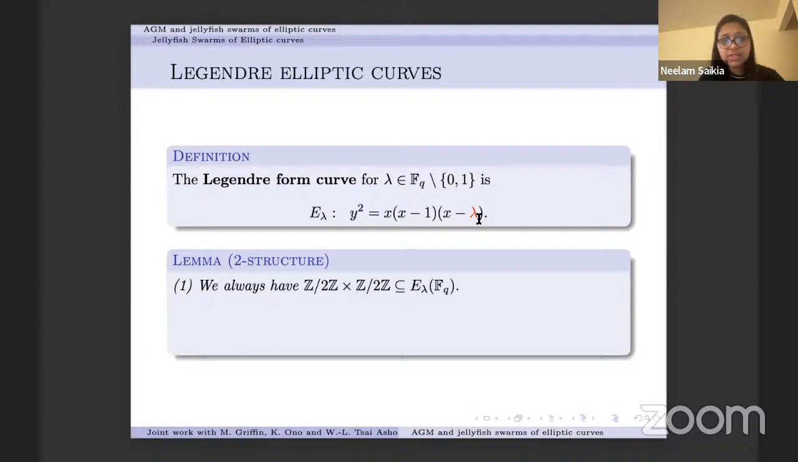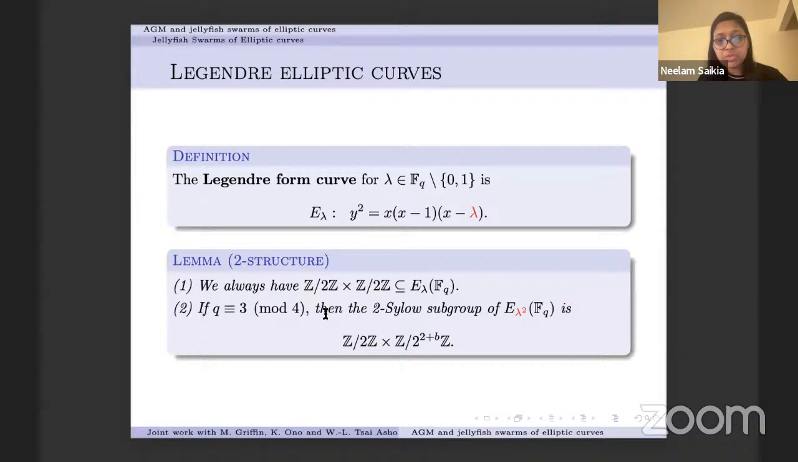This curve is famous because of its group structure. As we all know, the group Z2 times Z2, the Klein 4 group, is contained in the group of rational points of this elliptic curve E_lambda. And also we know that if q is congruent to 3 mod 4, then the 2-Sylow subgroup of E_lambda, where lambda is a square, contains the subgroup Z2 times Z4, or in fact we can say it is equal. So of course we have Z2 times Z4 contained in the group of E_lambda squared. These are some important facts that we will use in our results.